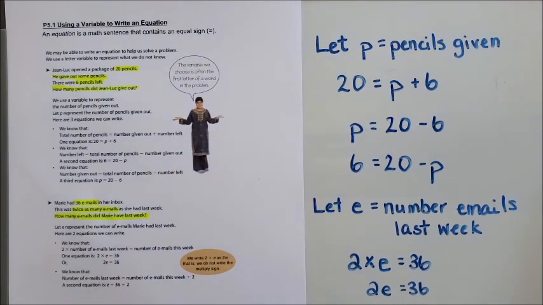Okay. I often say mathematicians are lazy. We like to write with symbols, and sometimes we like to take the symbols out altogether. Another way that I could write this is that the number of emails last week is this week's number of emails divided by 2. So last week's emails is equal to this week's divided by 2.